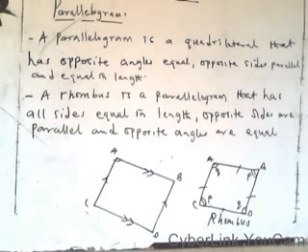Inshallah, we are going to continue from our topic, which is angles between lines and triangles. Today we are going to be talking about parallelograms. A parallelogram is a quadrilateral that has opposite angles equal, opposite sides parallel, and also of equal length. That is, the opposite sides that are parallel also have equal length.